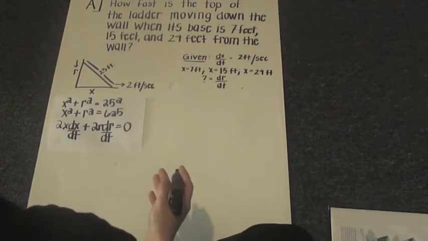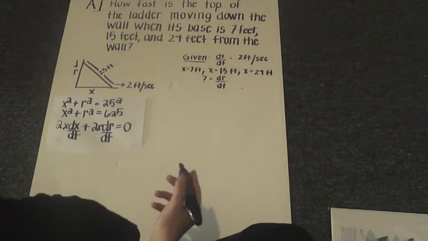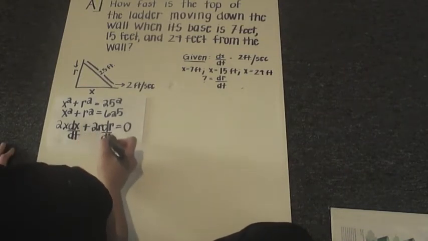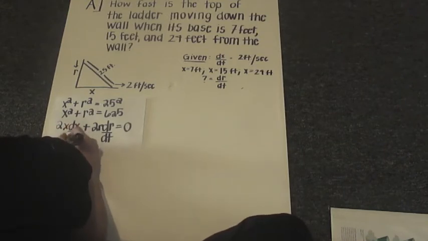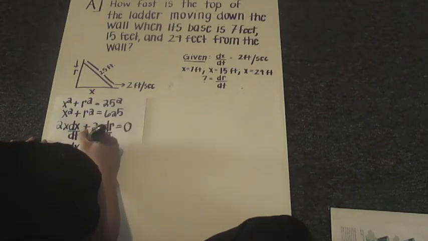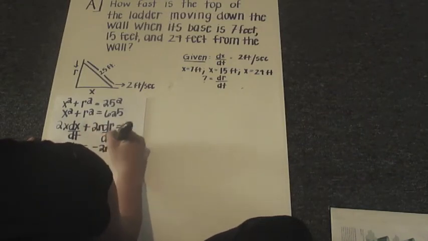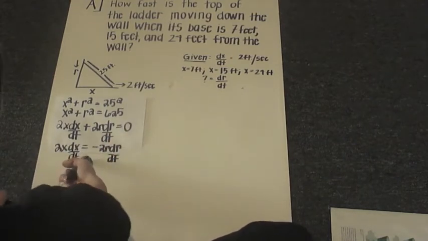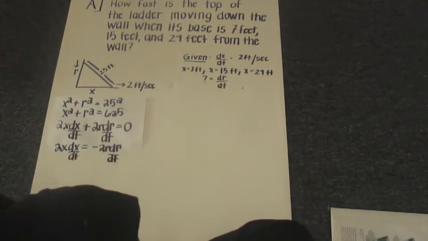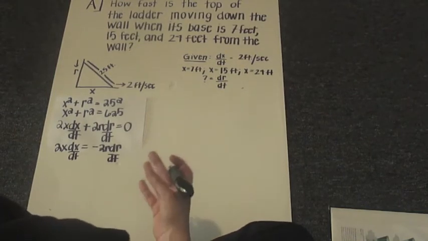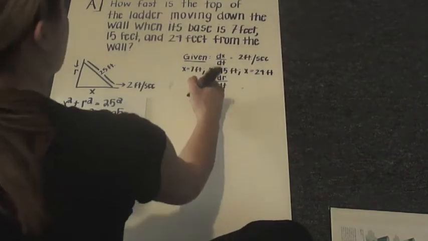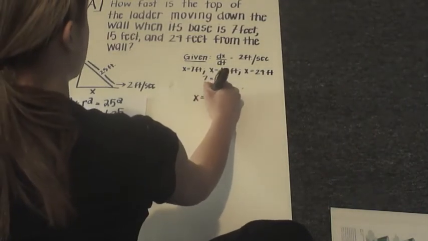Now we're going to try to isolate dr dt as best as we can for the moment, so we're going to take 2r dr dt and subtract it over to the right side. So then we get 2x dx dt is equal to negative 2r dr dt. And this is what we're going to use to find out what dr dt is. So right now, we're going to try to find dr dt when x is equal to 7 feet.